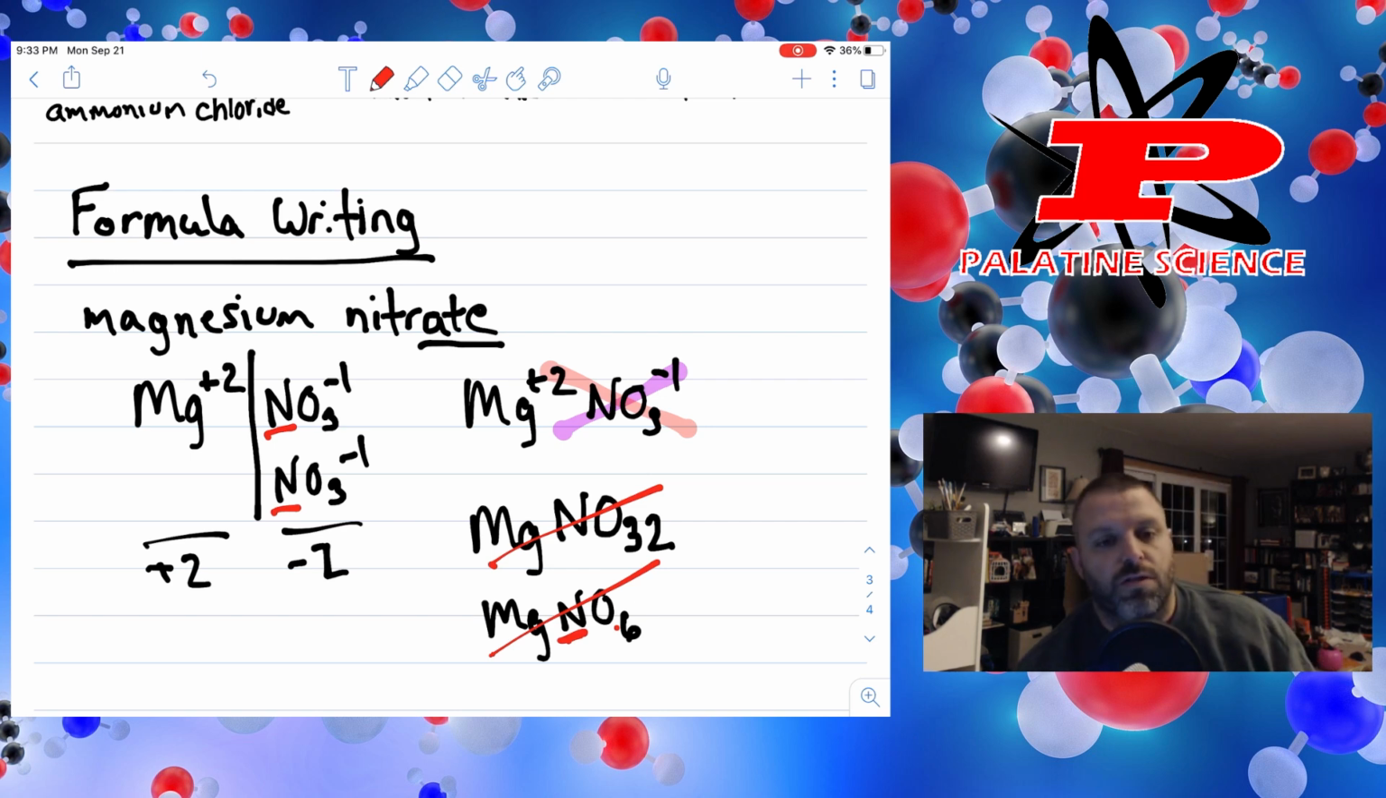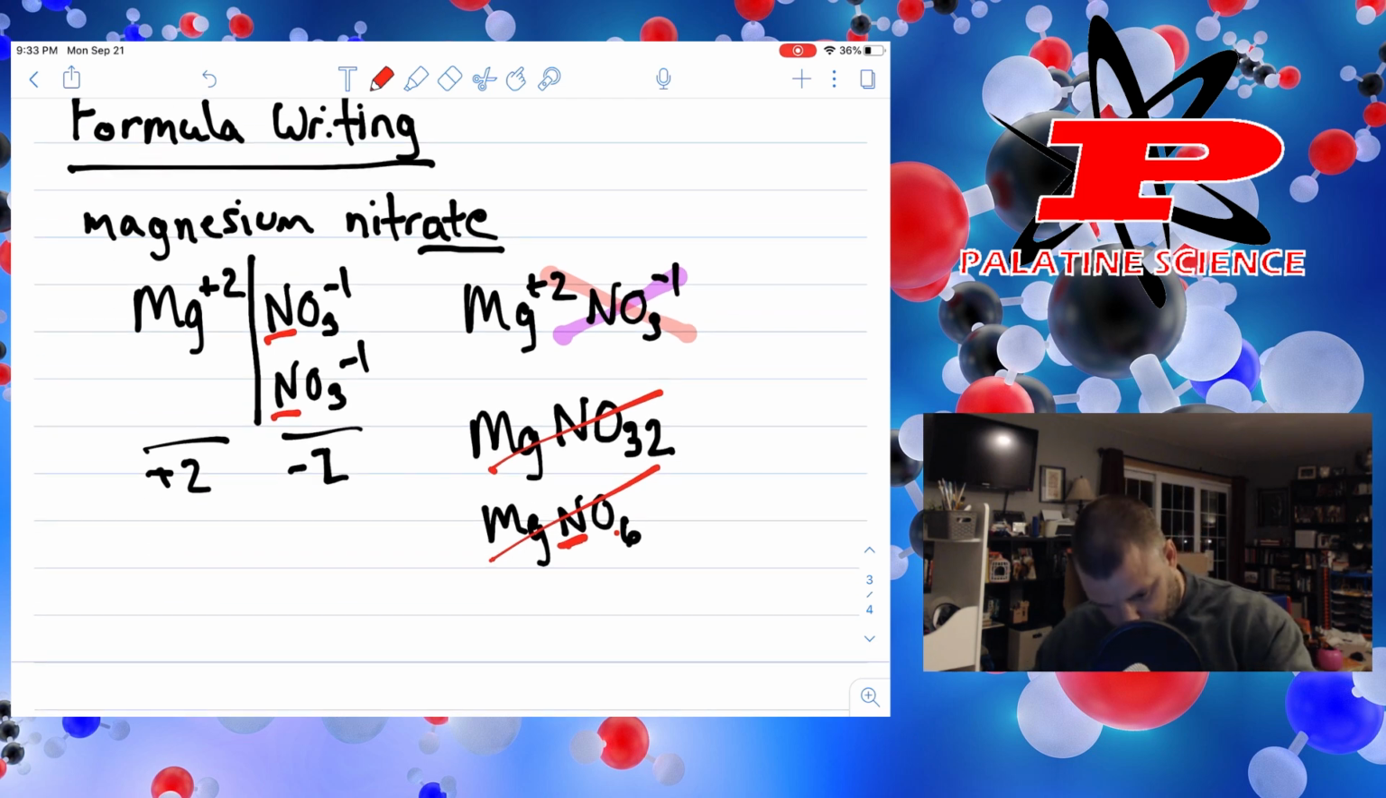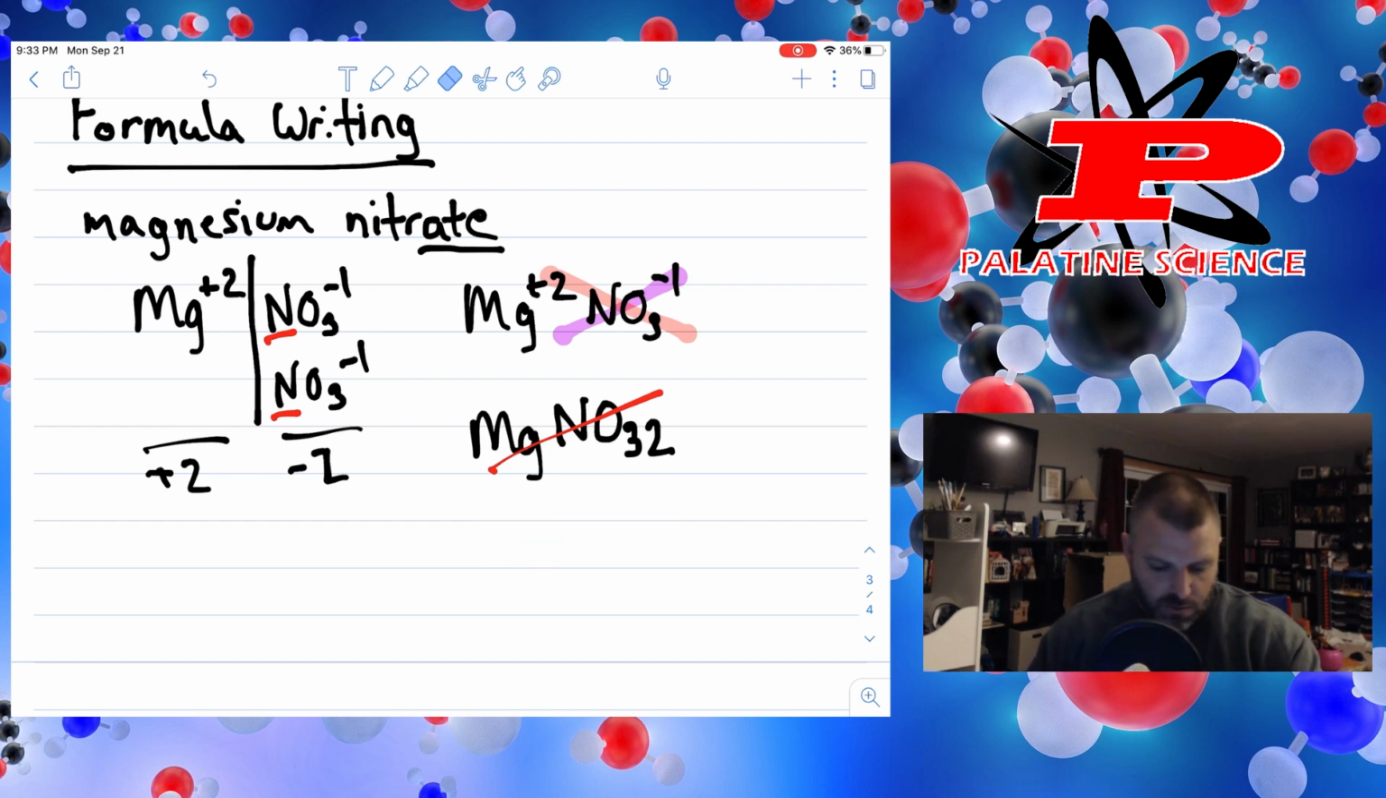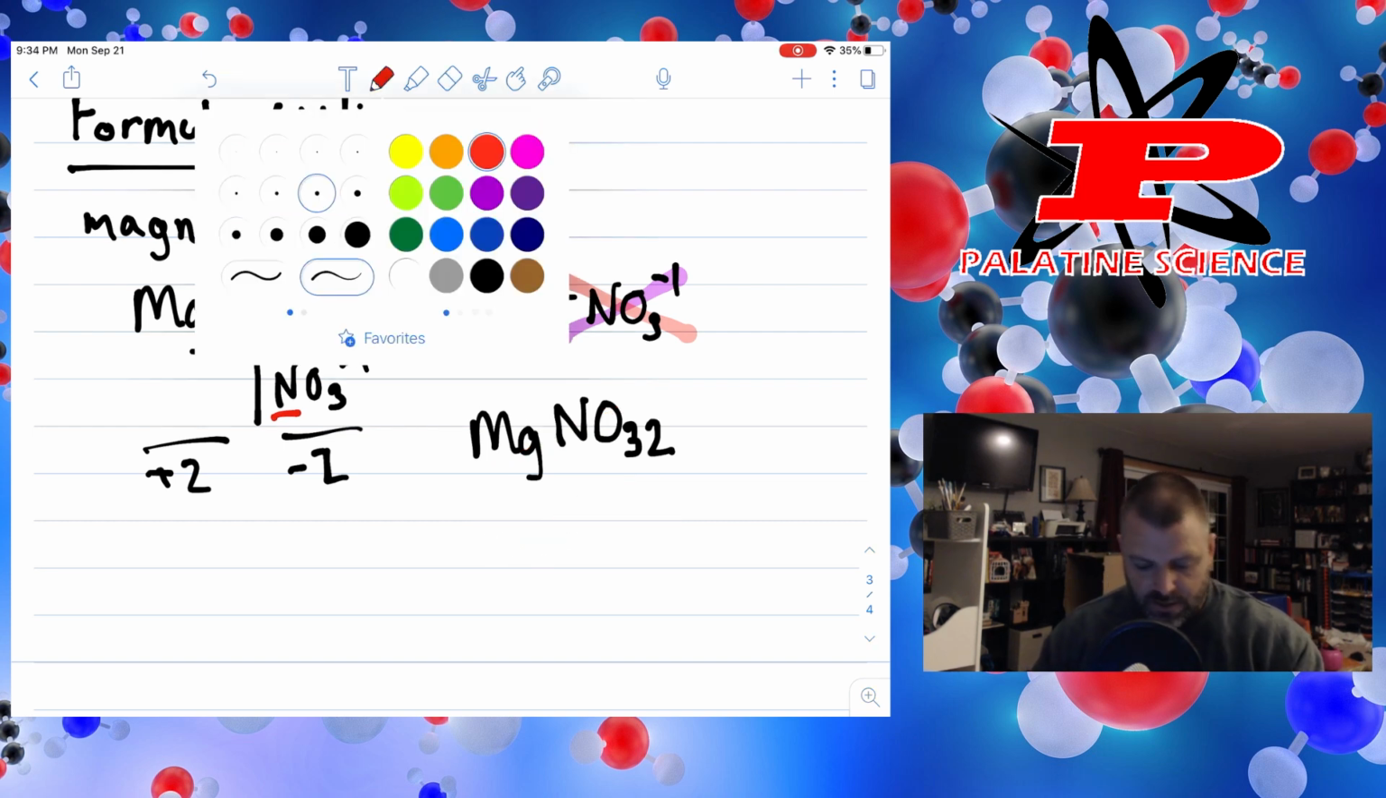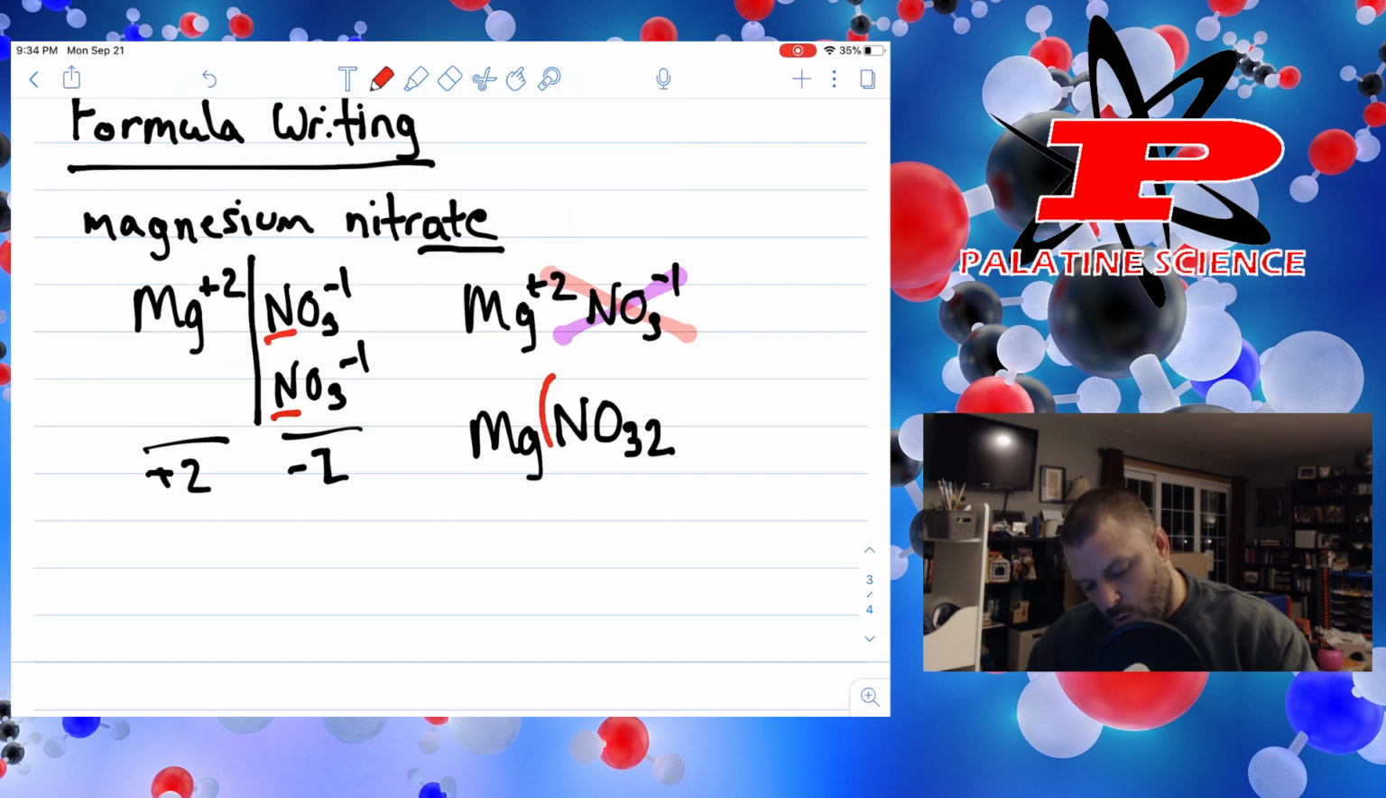So here's where the formula writing gets tricky. In order to show me that I have 2 of those compounds, or 2 of those ions, you need to use parentheses. So whenever you have more than one cation of the same type or more than one anion of the same type, you need to put parentheses around it. What this is saying is I have 2 of everything inside those parentheses. I have 2 nitrogens and then 2 times 3 oxygens, the distributive property, just like in math, right?